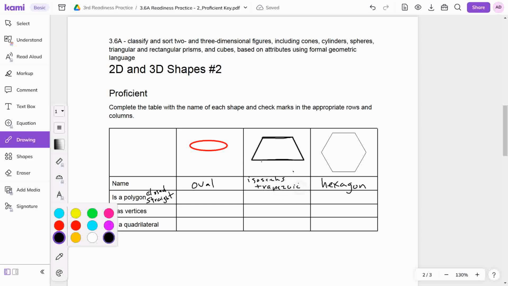Now, my isosceles trapezoid, it's closed, it's got straight sides. Same with my hexagon, closed, straight sides. So we're good with those. Does it have vertices? These are corners.